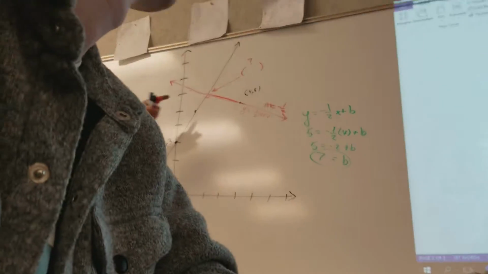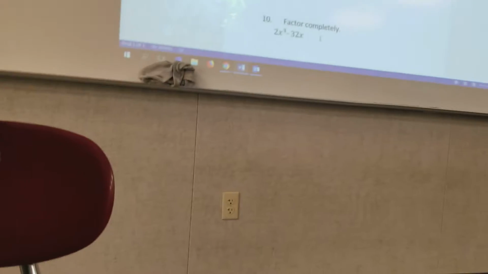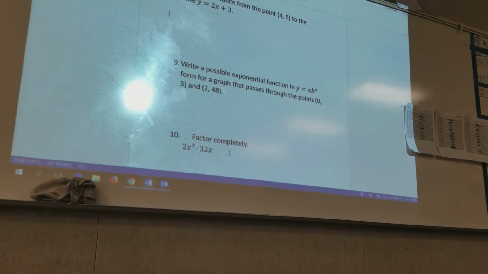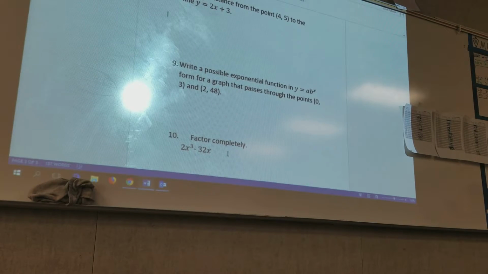All right, to find their crossing point right here, set these two equations equal and see where they cross. Where does negative 1/2 x plus 7 equal 2x plus 3? I'm going to solve that equation. I think most of you could do that.